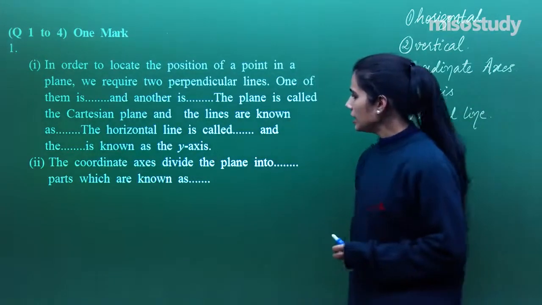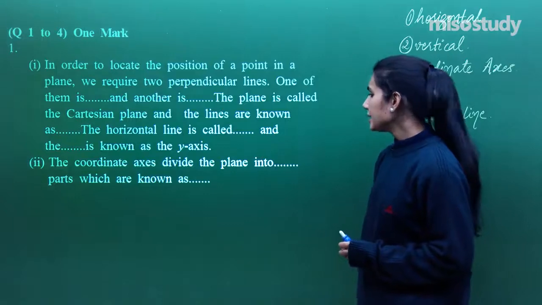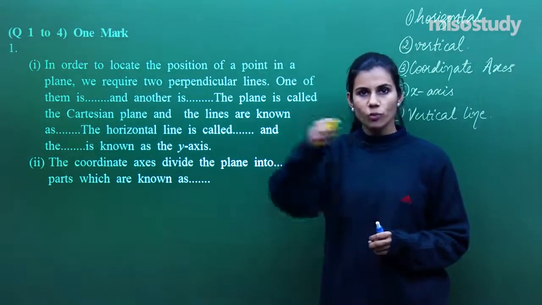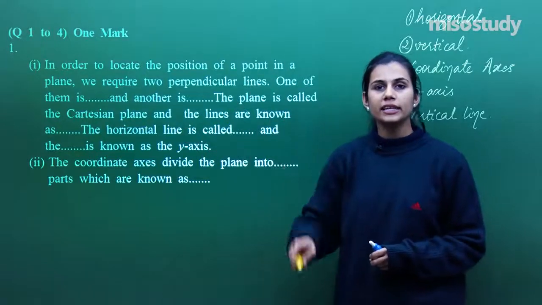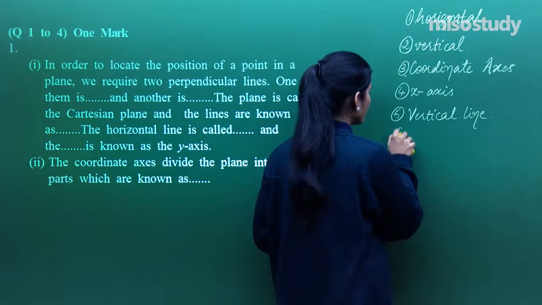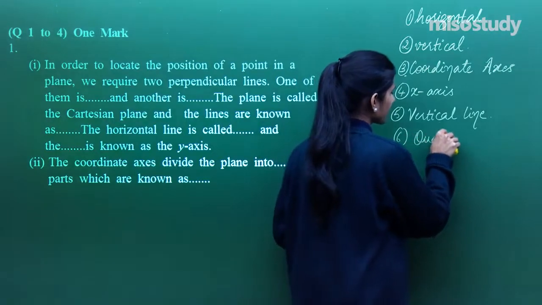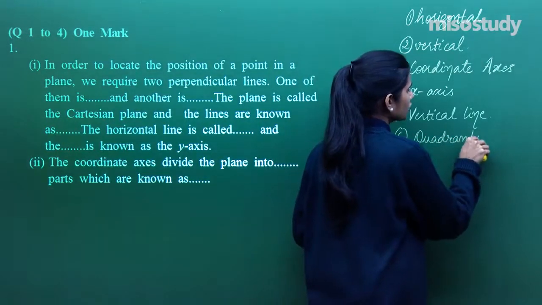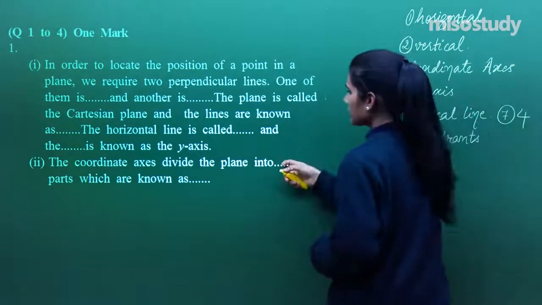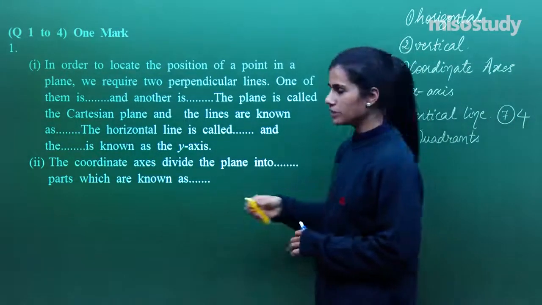Clear? The coordinate axis divides the entire plane into how many parts? Well, you have one line like this, one line like this. The entire plane is divided into four equal compartments known as quadrants.